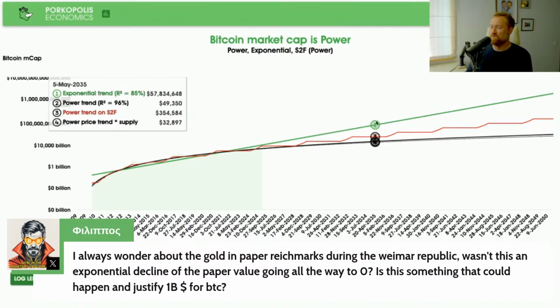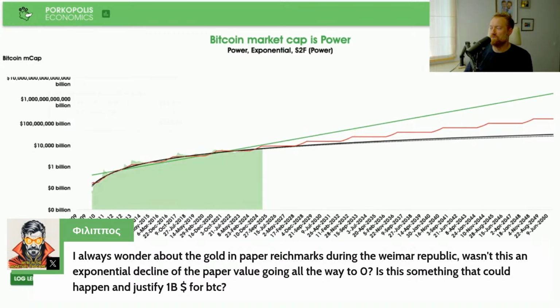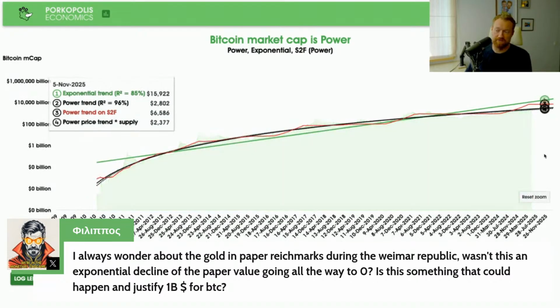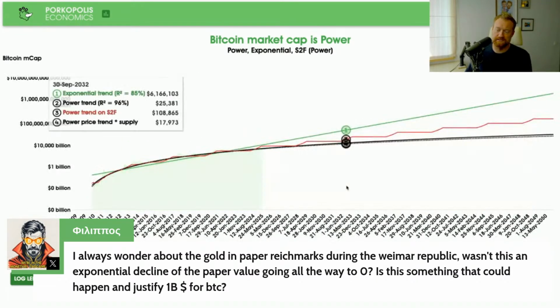So I totally understand what you're saying, and I totally understand the question. And I understand why people say Bitcoin's an exponential asset. But it just hasn't behaved that way in the past. So probabilistically, I don't think it's going to behave that way in the future.